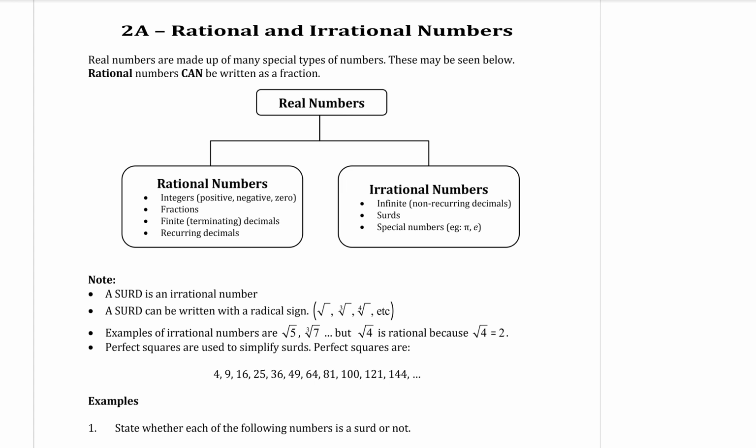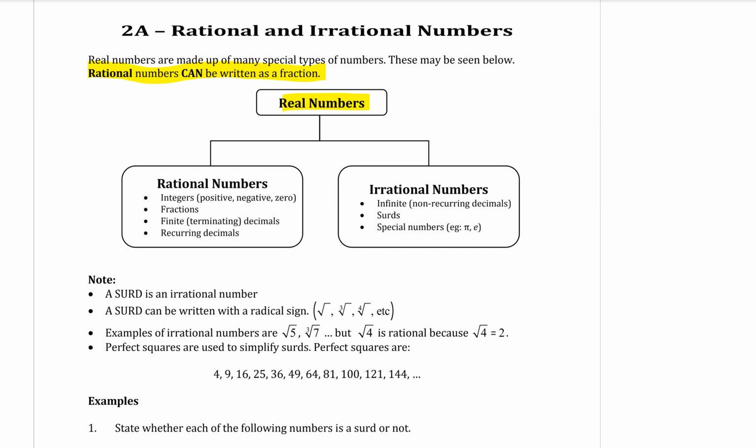The top of the page, it says, real numbers are made up of many special types of numbers. These may be seen below. Rational numbers can be written as fractions. That's the key thing to remember. So here's our diagram. We have our real numbers.